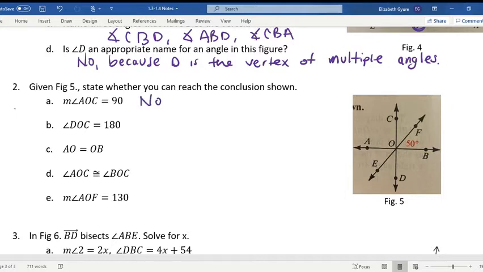Angle DOC is 180 degrees. Well, angle DOC is right here, and that's a straight angle. And straight angles are always 180 degrees. Anytime you see something that looks like a straight line, it's okay to assume it's a straight line. Other things like right angles and things like that, you can't assume, but you can assume straight lines. So we're going to say yes.